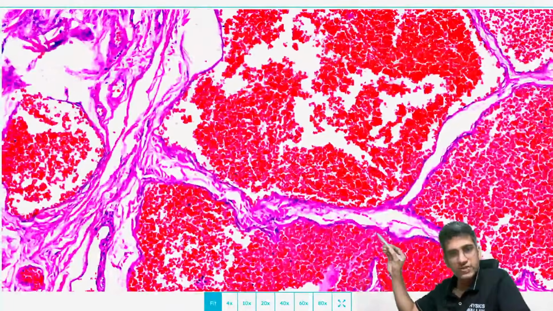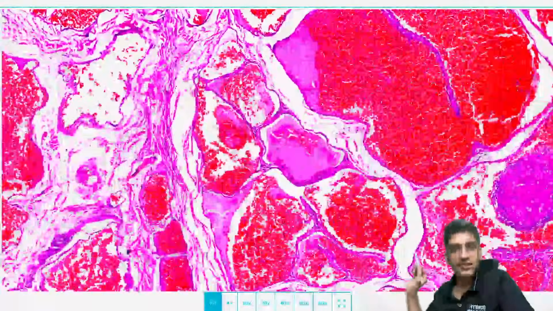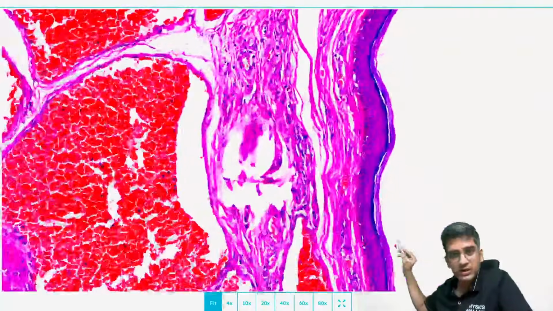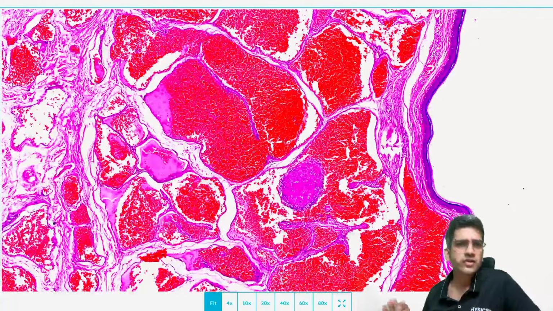Yes, I do have septa in between. Some might be thick, some might be thin, right? That's a classical case of a cavernous hemangioma. Look at the beautiful thing, right? This is actually seen in the subcutaneous location. You can see skin here. Subcutaneous is one of the commonest places of cavernous hemangioma.